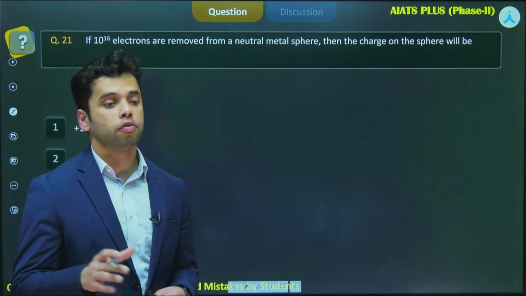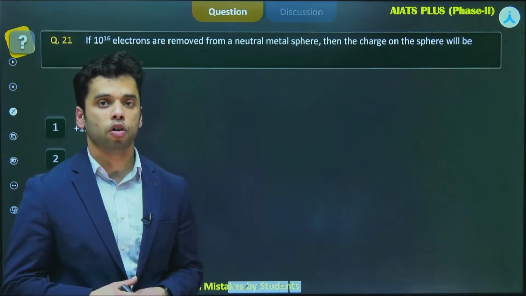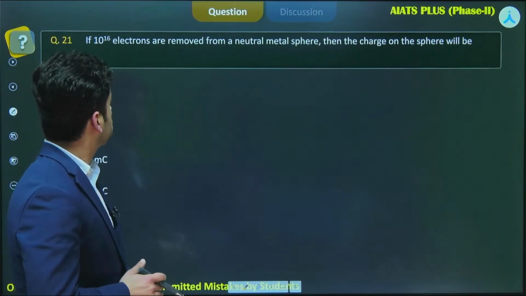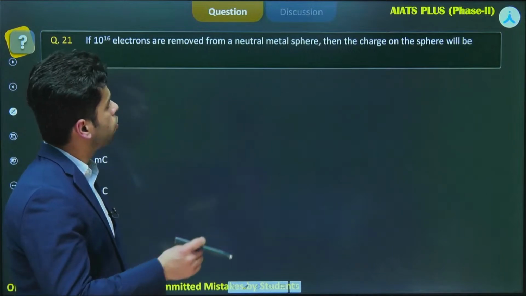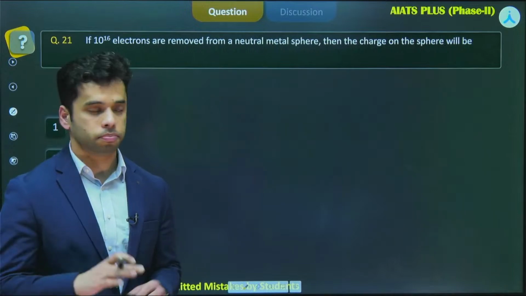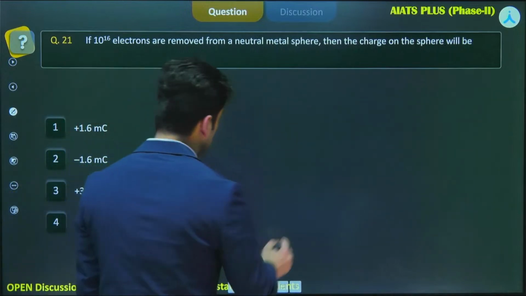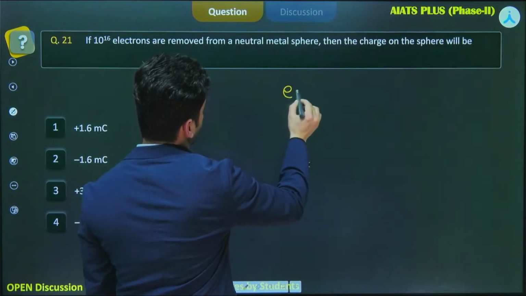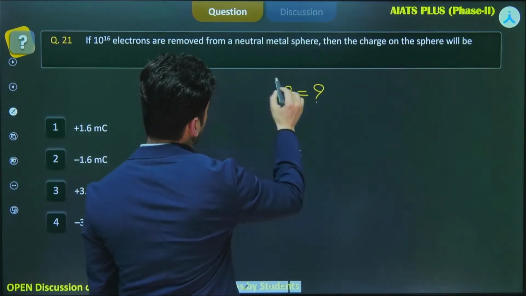Problem 21 of the original paper based on the chapter of electric charges and fields. It says that if 10 raised to the power 16 electrons are removed from a neutral metal sphere, then the charge on the sphere will be. Okay. First of all, tell me, what is the charge associated with the electron?